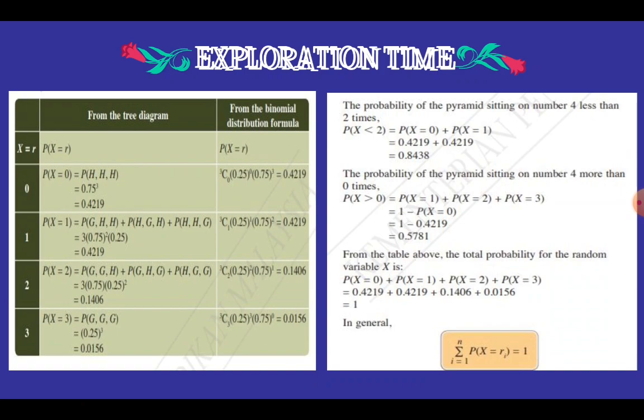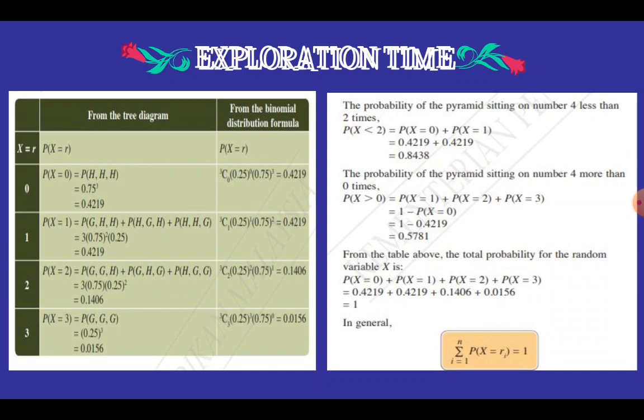Let's look at this. The probability of the pyramid sitting on the number 4 less than 2 times. Okay, what does less than 2 times mean? Can we choose a number which is bigger than 2? Of course not. So we cannot have a number bigger than 2. So what numbers are included in less than 2? Of course, number 0 and number 1.